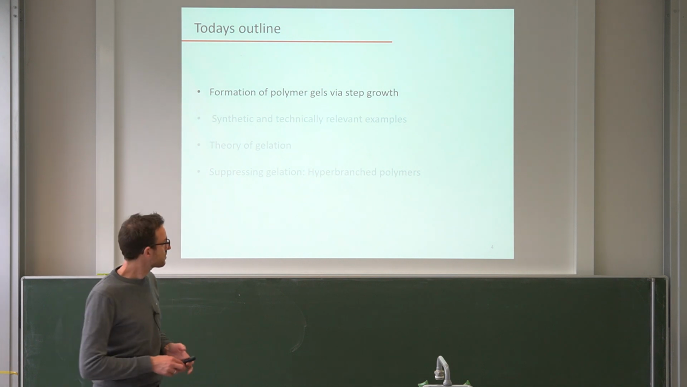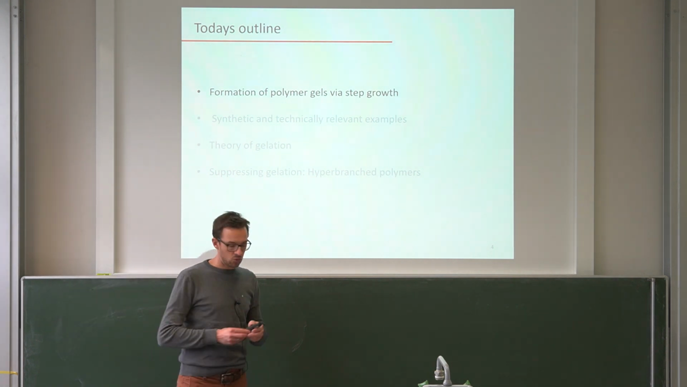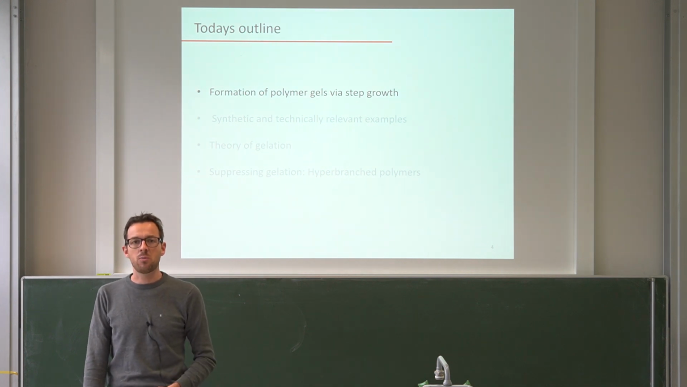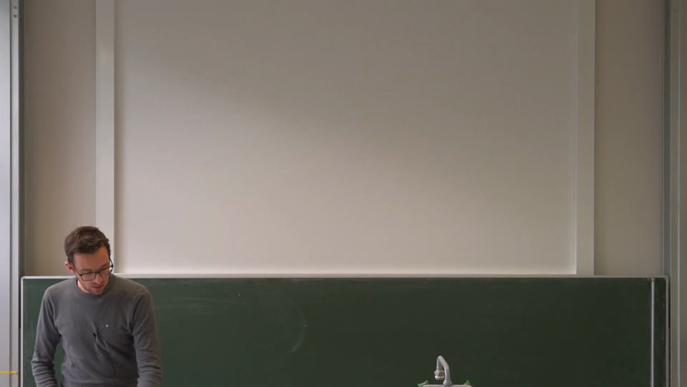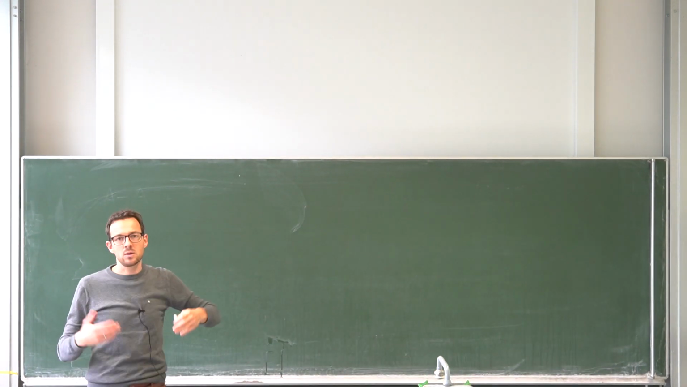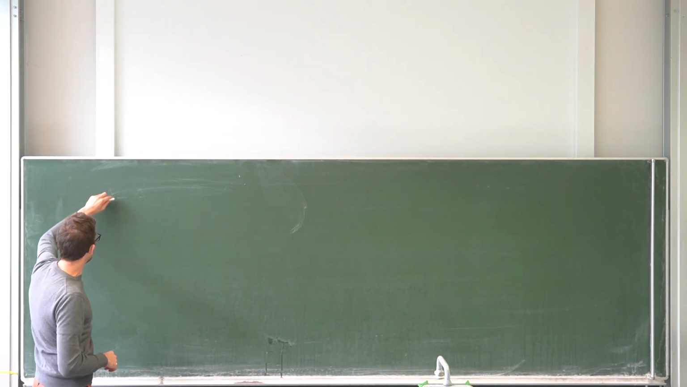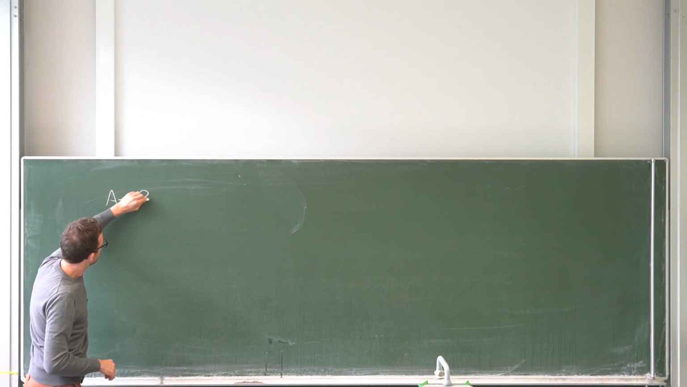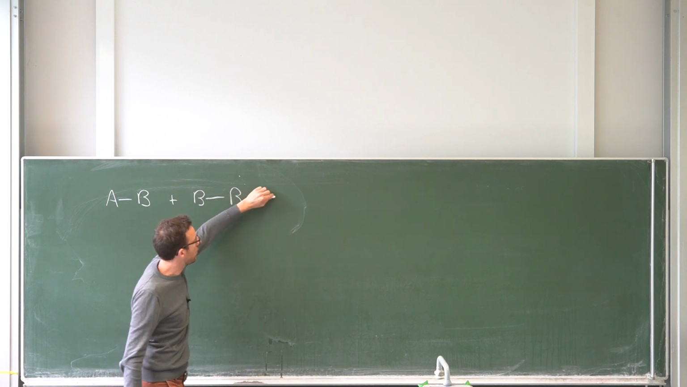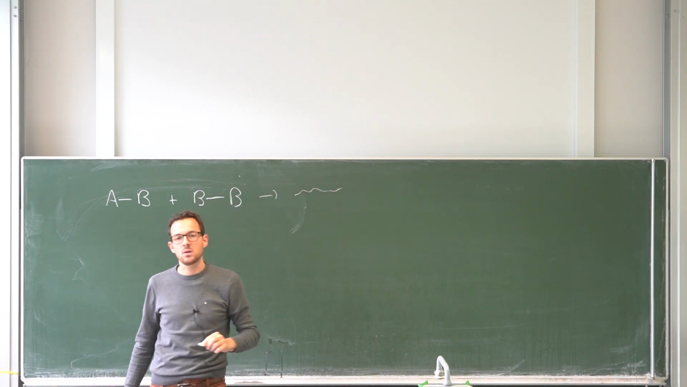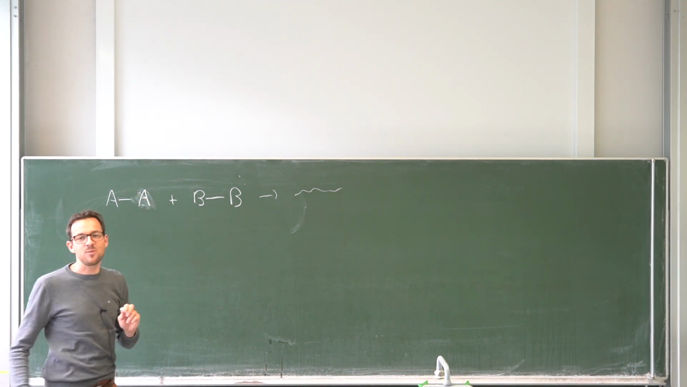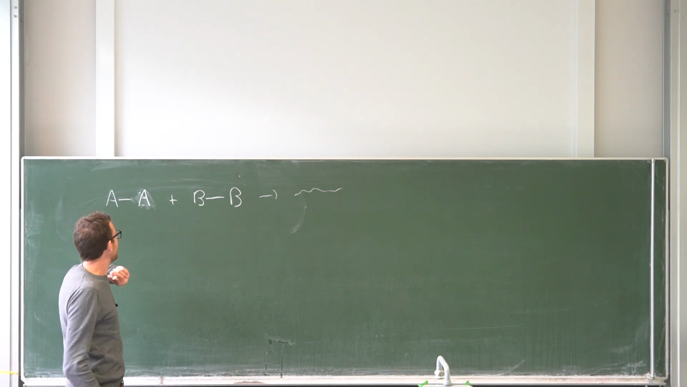Okay, first, let's consider what it means to make a nonlinear step growth polymerization, and we will see what comes out of this is a so-called polymer gel. So essentially, the whole question, what we want to discuss, boils down to the following discussion. We know that an AA monomer and a BB monomer forms a long linear chain.